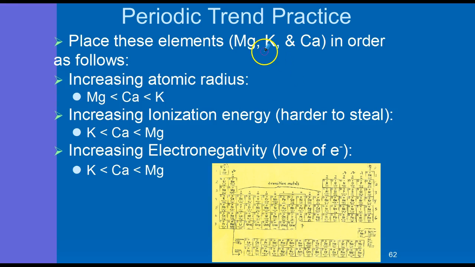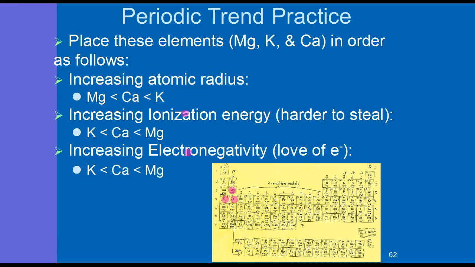So these are the types of questions you might see. Place these elements, Mg, K, and Ca, in order as follows: increasing atomic radius. So it has to go from small to large. Magnesium has the smallest one because it's in a row up higher. And then between these two, the one that is further to the right is the smallest one, and that one is the bigger one. So it goes Mg, Ca, K.